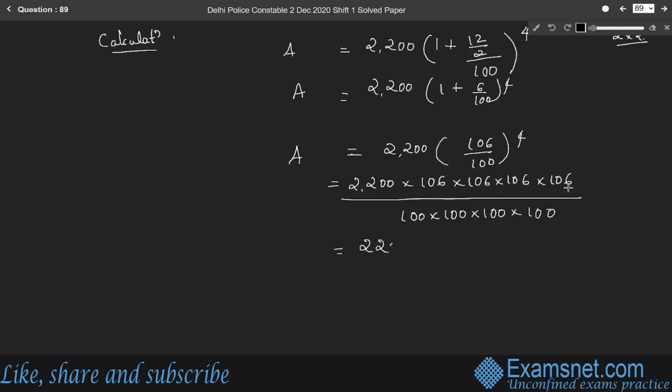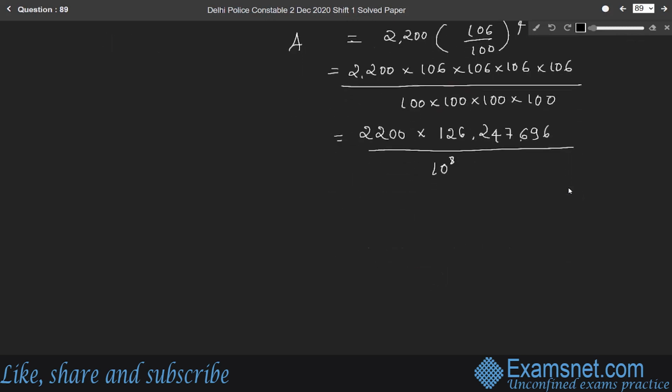So 2200 into, so big number, it is 247,696 divided by 10 to the power of 8 here. So this number divided by 10 to the power of 8 becomes 2200 into 1.26247, right?